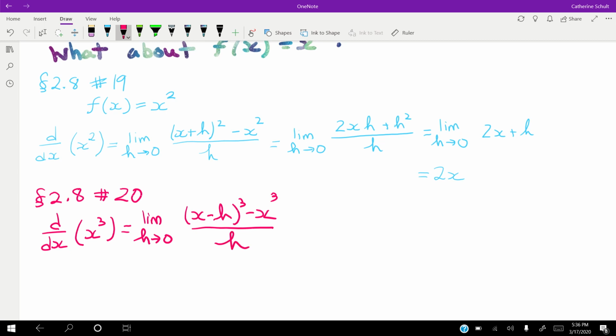And if you simplify everything in this expression, we did an example like this in class. Simplify, cancel that h, plug in h equals 0, we're going to get 3x squared.